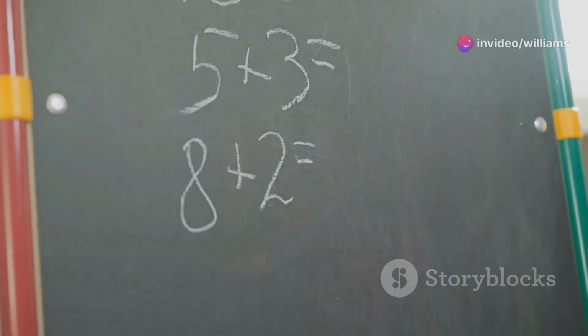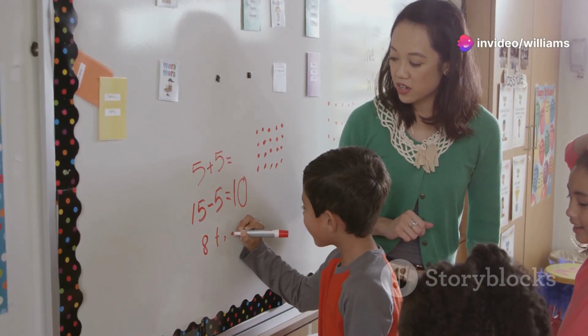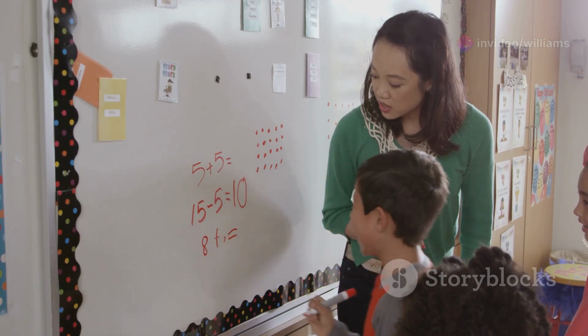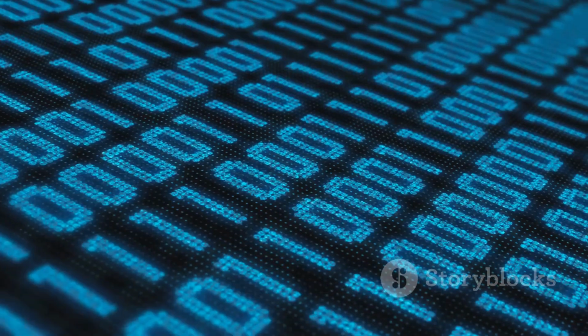Now, multiply each binary digit, 0 or 1, by its corresponding power of 2. This step is crucial because it helps us determine the value each binary digit contributes to the overall number. If the digit is 0, the result is 0.